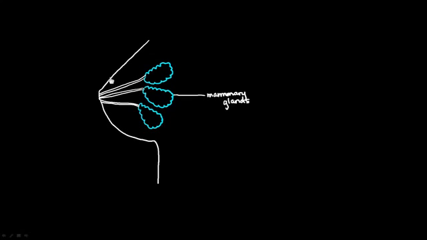And so these lactiferous ducts, and I'll just label them for you here. These are the lactiferous ducts. And the lactiferous ducts drain towards the nipple and towards that darker area of skin that we see when we look at the human breast. And that area of skin is called the areola.